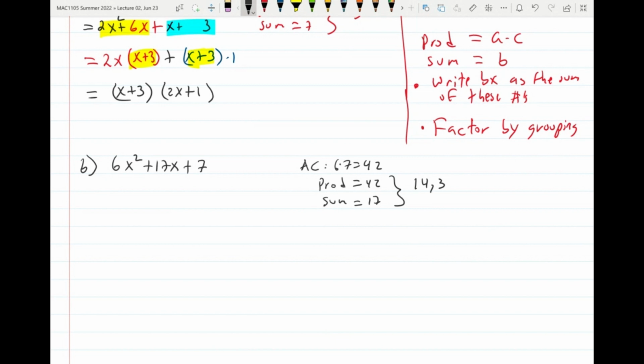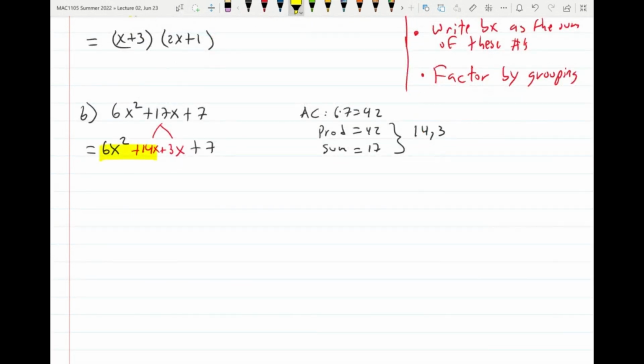So you split it, right? You write it as a sum. So the first and the last, don't touch them. Then the one in the middle, you write it as 14x plus 3x. And now, what do we do? You group them. We factor by grouping, right? And notice that here you have 4 terms. You can always group the first 2 and the last 2, okay? And it will always work.